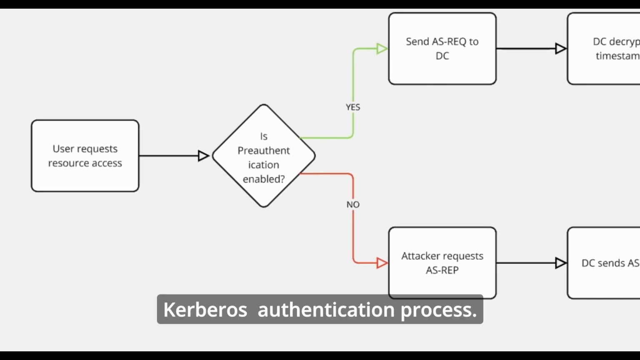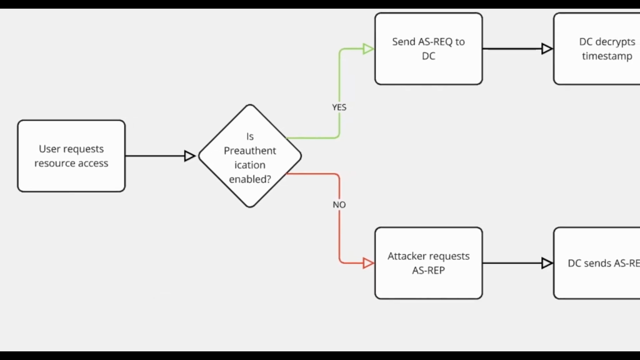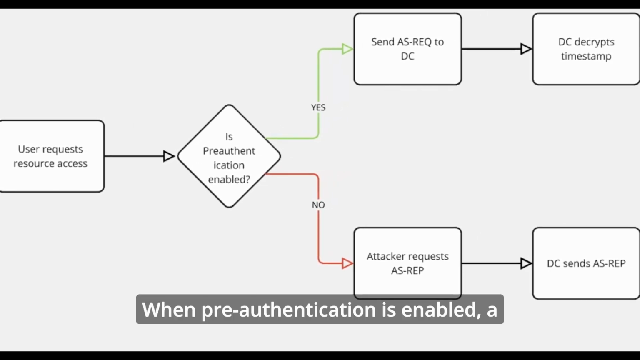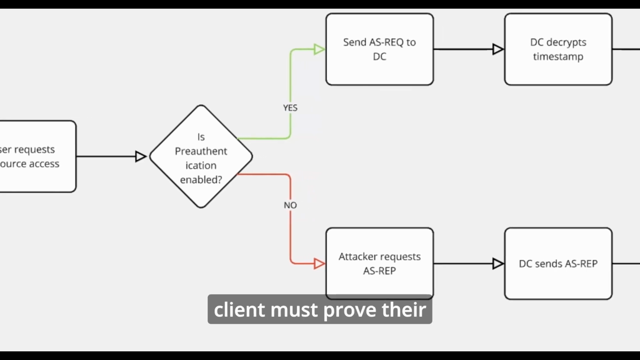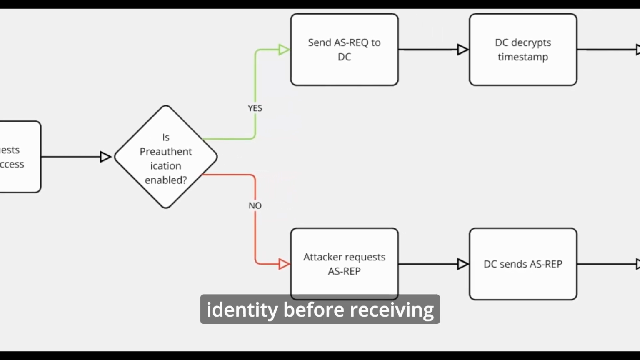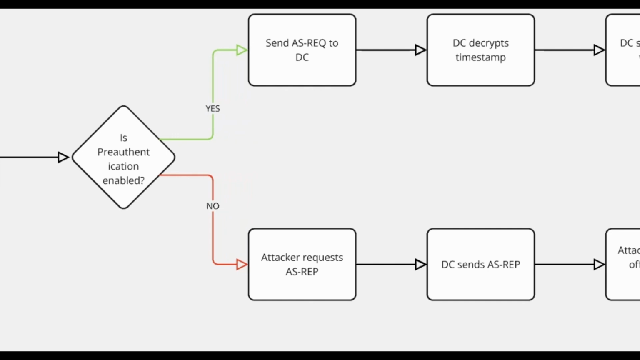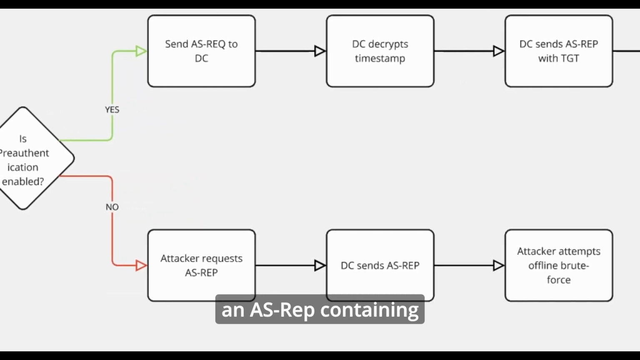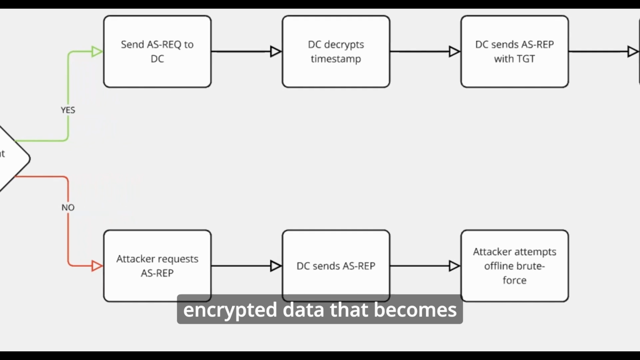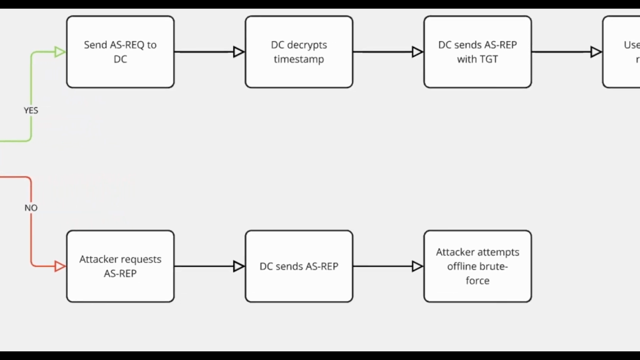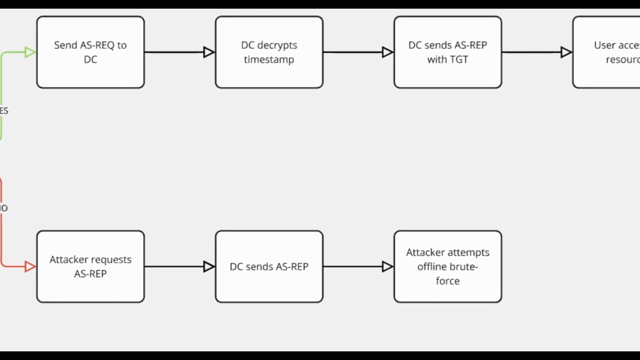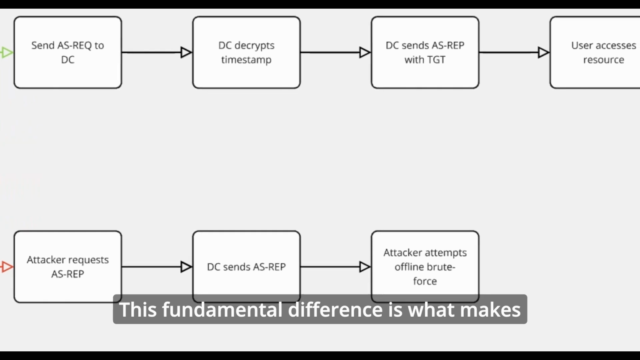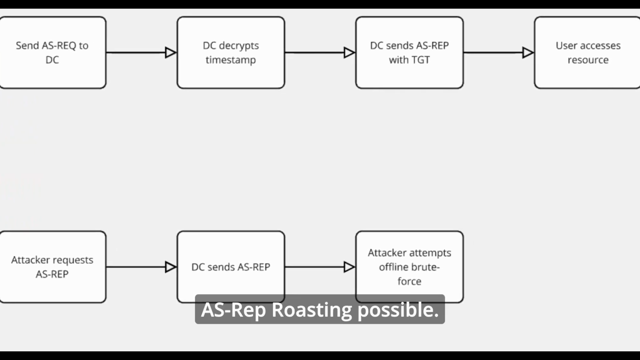Let's start with the Kerberos authentication process. When pre-authentication is enabled, a client must prove their identity before receiving a TGT. However, when disabled, the KDC will send an AS-REP containing encrypted data that becomes our target. This fundamental difference is what makes AS-REP roasting possible.